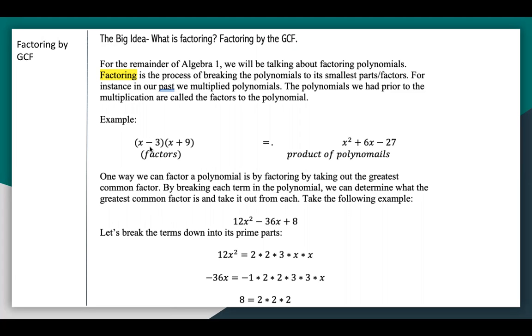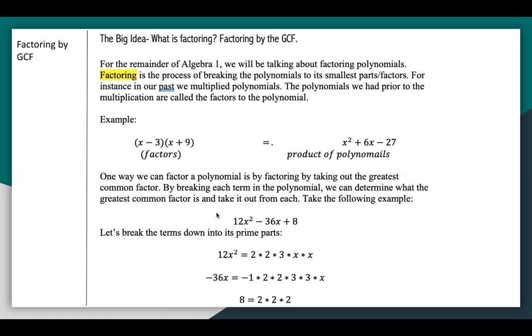Now, today we're not going to do anything complex to get these types of factors. That's something that we're going to be doing over the next couple of weeks. But for today, what we're just going to be doing is taking out the greatest common factor from each of the terms in a polynomial. Okay. We'll see what's in common in all terms.